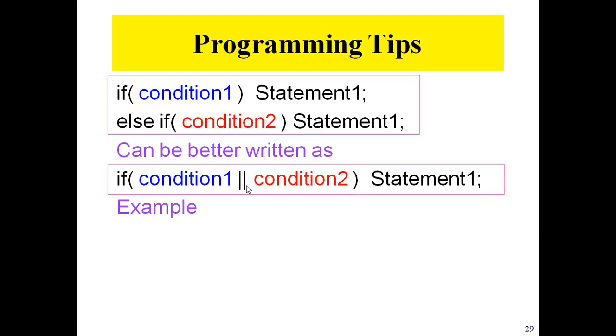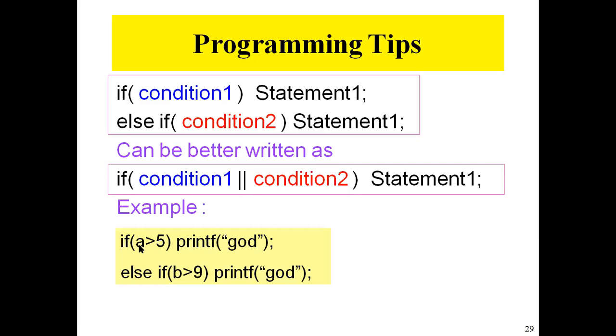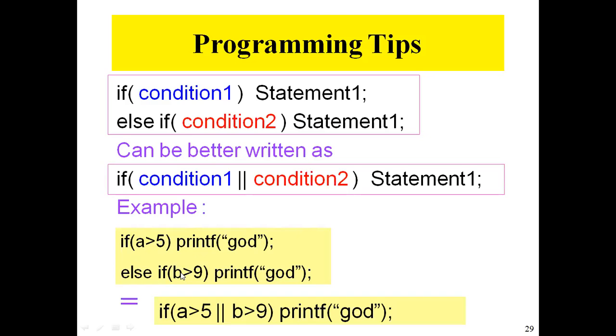For example, if A is greater than 5, then printf God. Else if B is greater than 9, printf God. So you can write here: if A is greater than 5 or B is greater than 9, printf God. असं आपल्याला combine करता येईल.